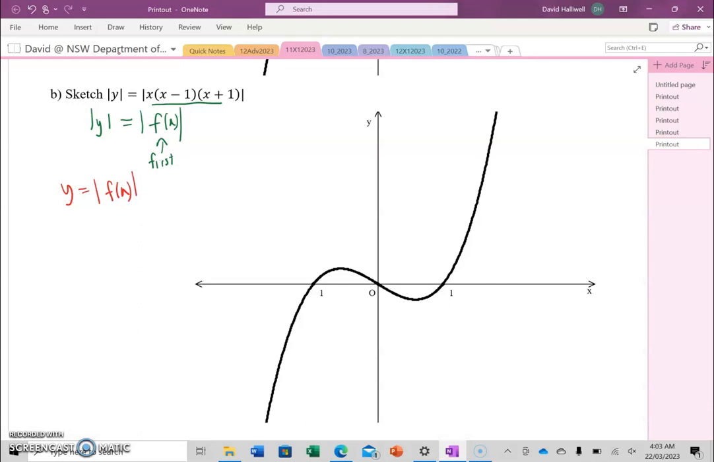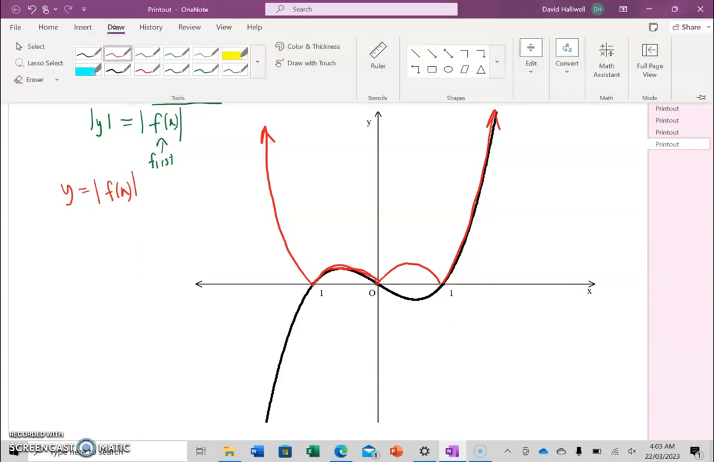Remember, if we do absolute value of the right hand side, anything above the x-axis remains above the x-axis, and anything where the function had negative height gets reflected above the x-axis. So it looks like that, what I've drawn in red. And now maybe I'll go a different color.